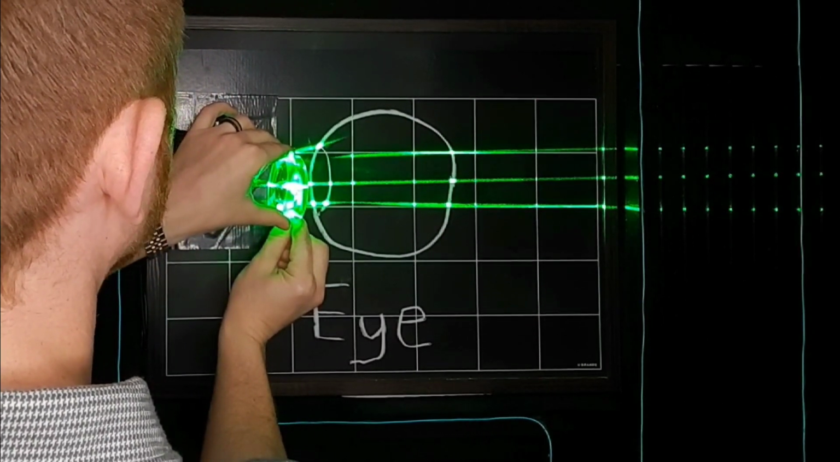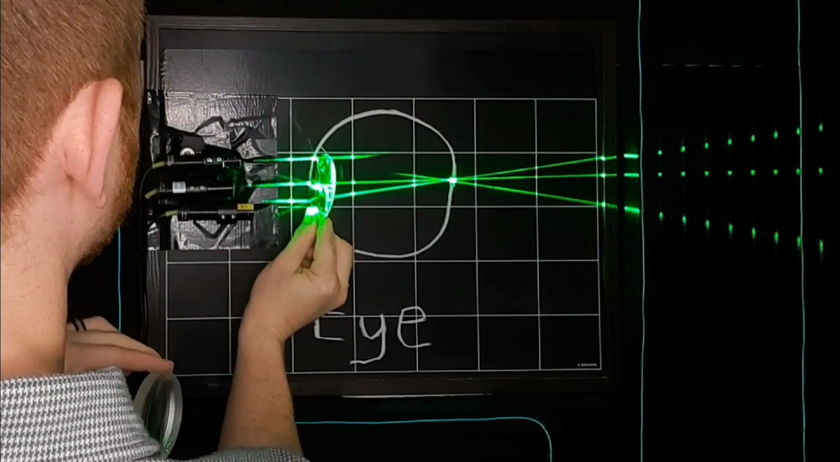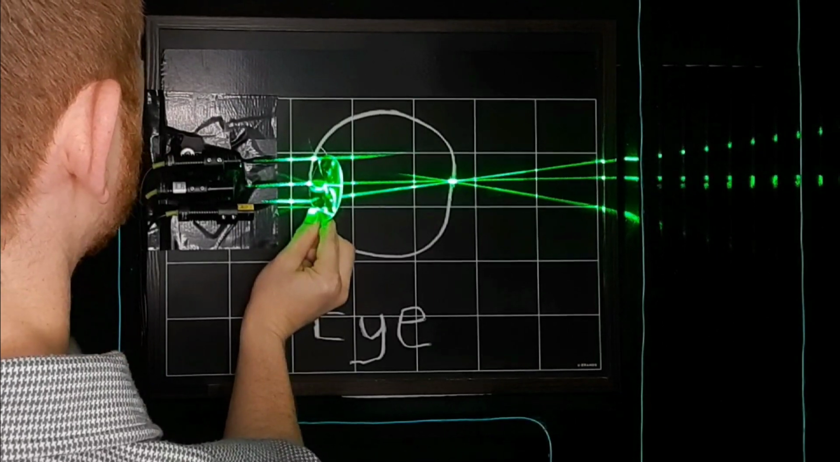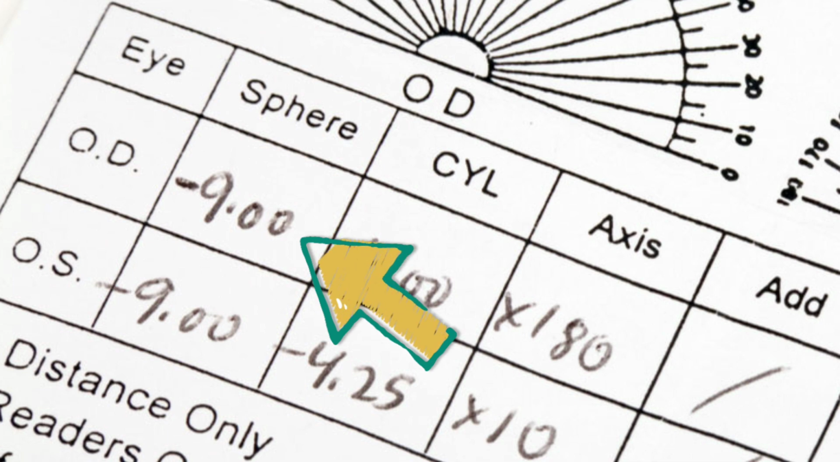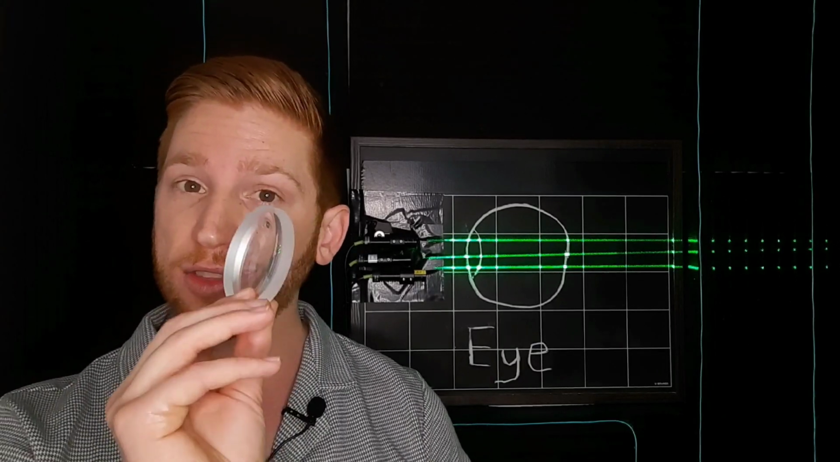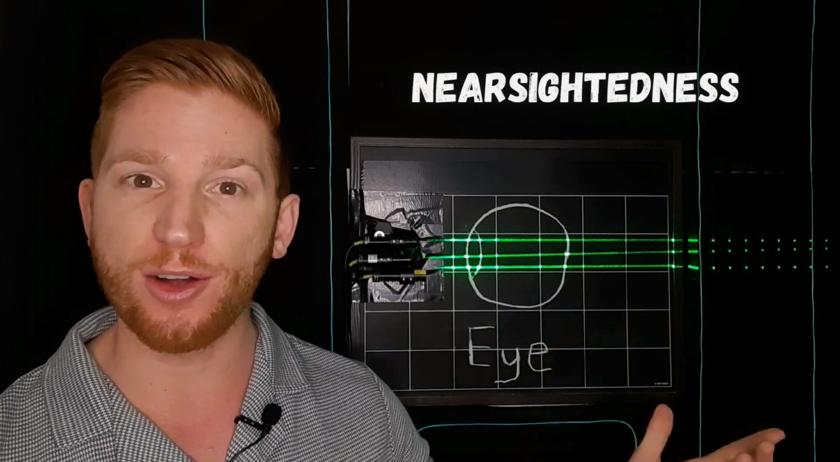It basically makes the line straight again. But if I had a weaker negative lens, it would just push back that point of focus, making things less blurry. If you look at your eye prescription and that first number is negative, that means that you have those lenses that spread light out and you have nearsightedness or myopia.